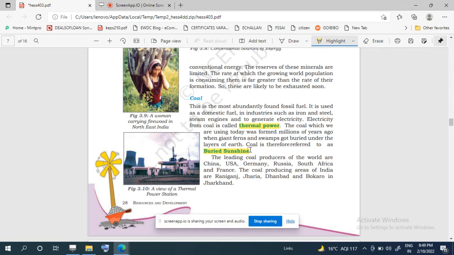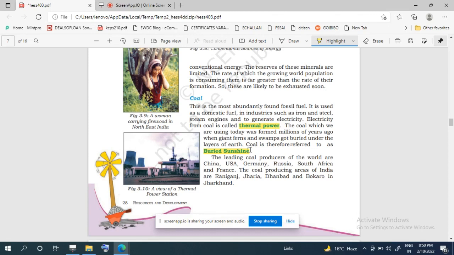There was a time when we could not think of our life without coal. And still today we are very much dependent on coal. So because of its use, it is sunshine, right? What kind of sunshine is it? Buried sunshine, which is buried, hidden inside the ground. That is why it is called buried sunshine.